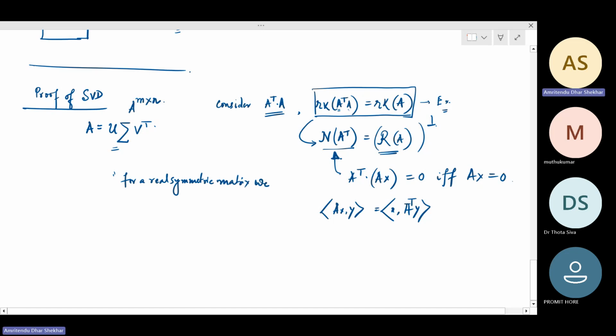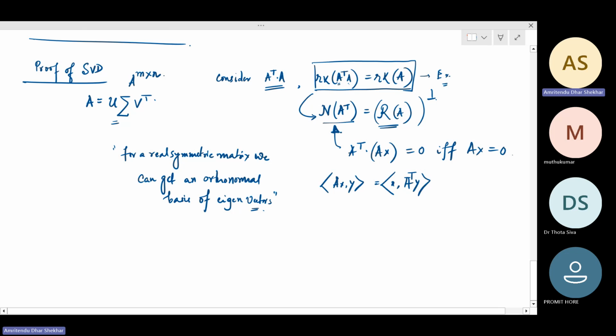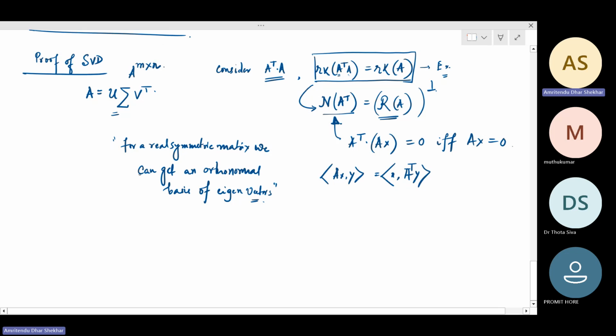We can get an orthonormal basis of eigenvectors. Okay, so let's say we have got such a basis.